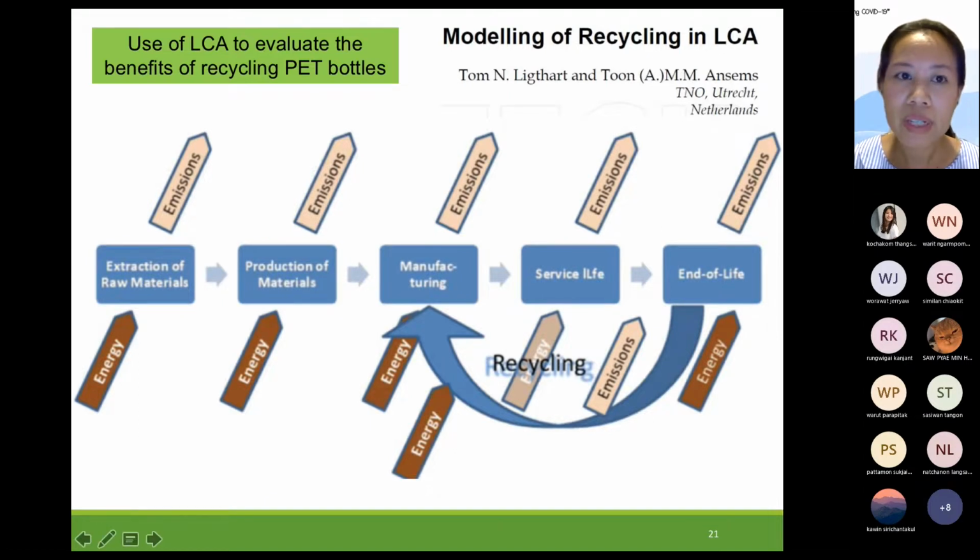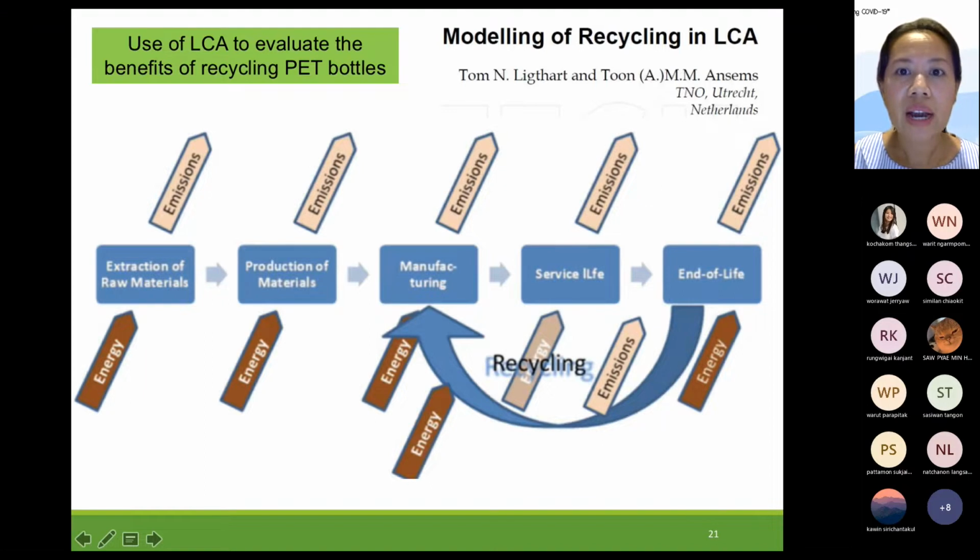But if this product doesn't go to end of life, and is instead remanufactured by a recycling process, maybe it can reduce the amount of original resource. It cannot save on this process, but it can save the extraction of the raw material and production of materials. We can save this process. Maybe if we add the plastic bottle into the manufacturing, we use the original plastic 80% and the recycled plastic 20%.